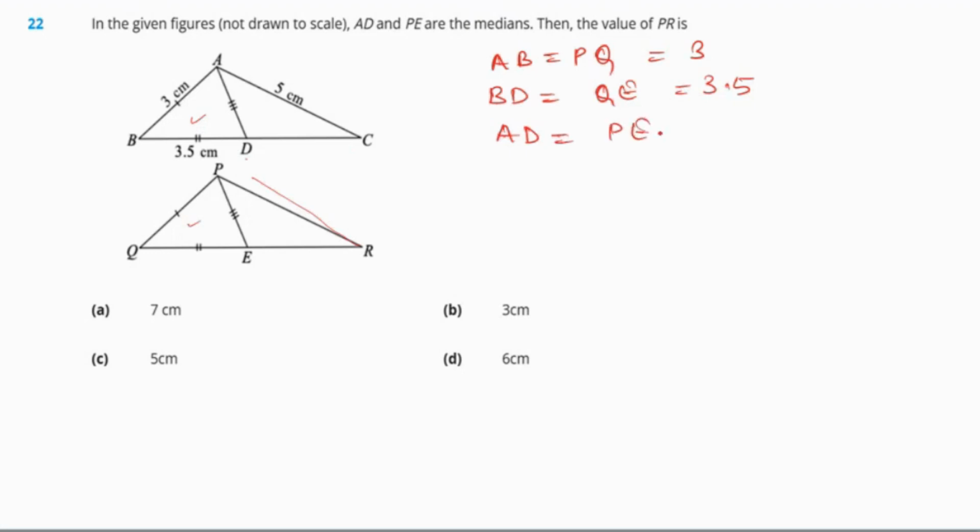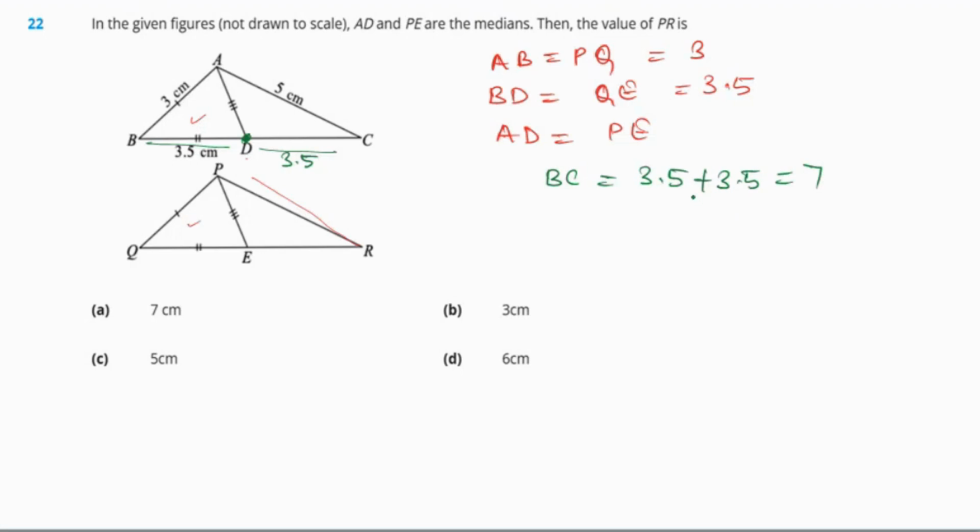Okay. And since AD and PE are the medians of the triangle, if AD is the median, then this needs to be the midpoint. If this is 3.5, so this also needs to be 3.5. Correct? So the length of entire BC will be what? 3.5 plus 3.5, which is 7.